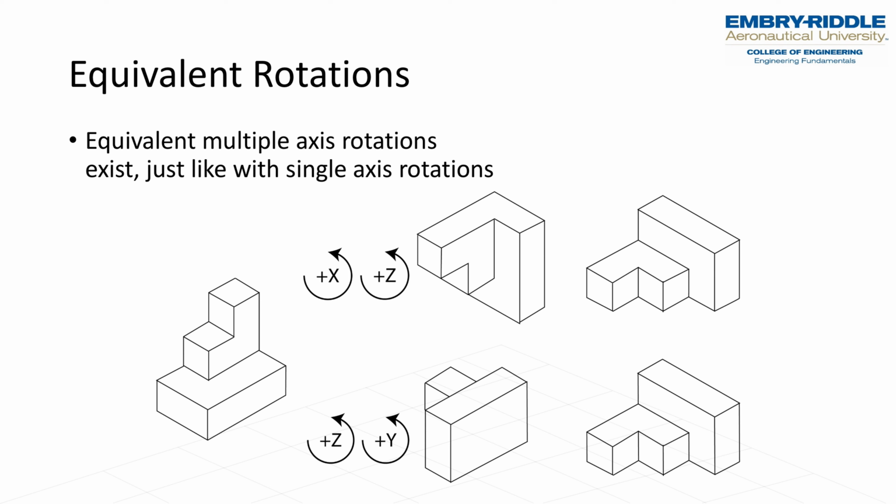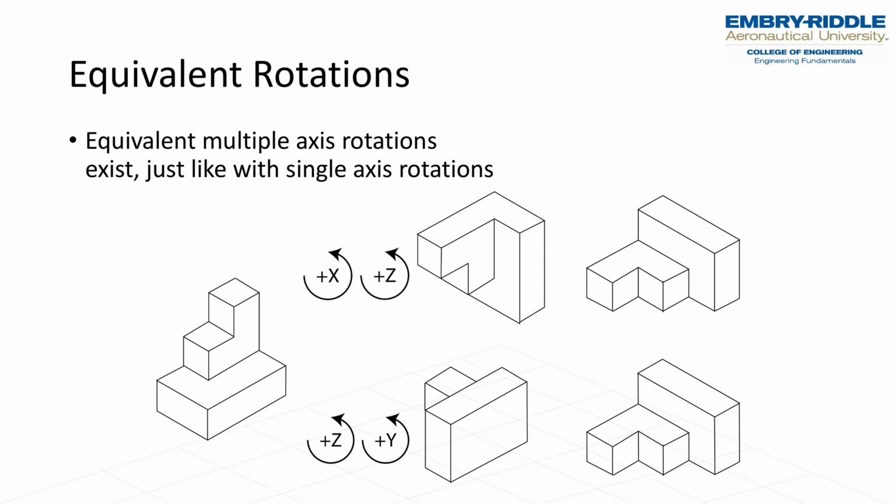If you have this original object that's shown on the left, and you rotate it positive 90 degrees about x and then positive 90 degrees about z, your resulting object is the same as if you were to take that object and rotate it positive 90 degrees about z and then positive 90 degrees about y. This is an example of an equivalent rotation when you're working with multiple axes. And even though in this case the amount of work would be roughly the same, I just wanted to show that equivalent rotations do exist and can be used to break down very complicated sequences of rotations.